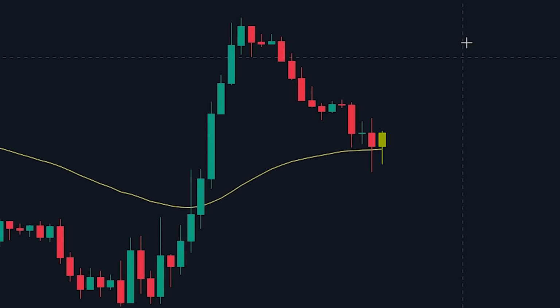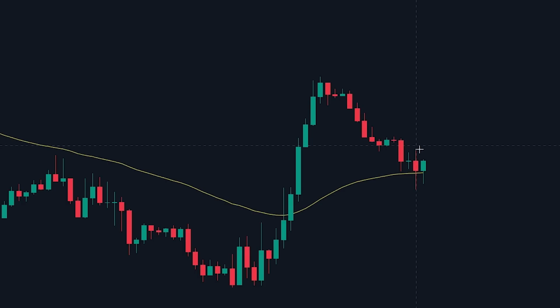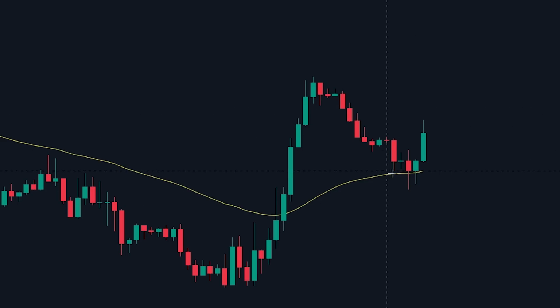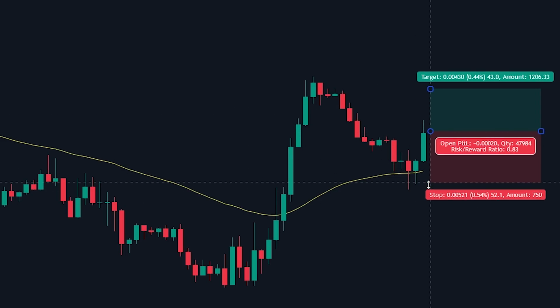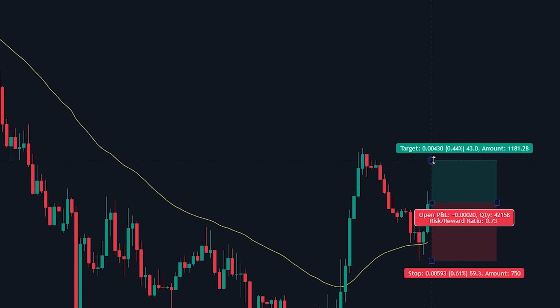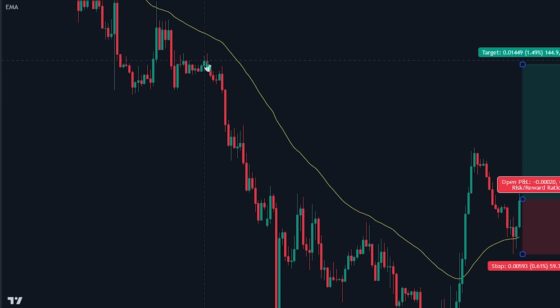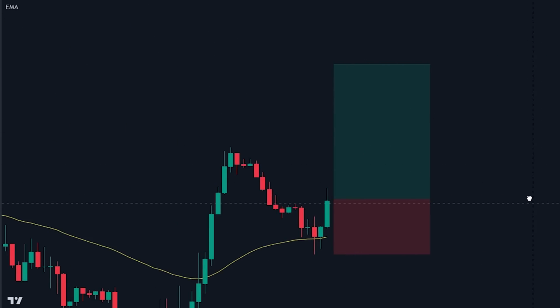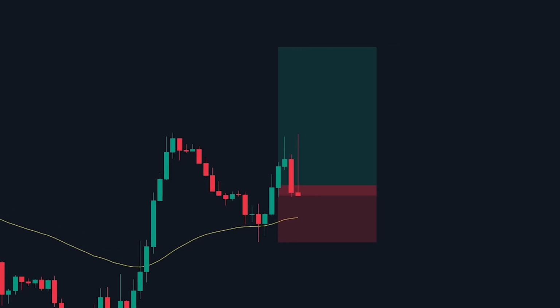uptrend resuming. Along with this, we can see that a fair value gap was created by this candlestick. The fair value gap was then filled when the price action pulled back to the 50-period EMA. All of these signals indicate that it's a good idea to enter into a buy position, so let's enter into the long position once the price bounces off the EMA. We will be placing the stop loss at the recent swing low. For the take profit, we will be targeting a recent swing high, aiming for a risk-to-reward ratio of at least 2. Now let's see how the trade plays out.